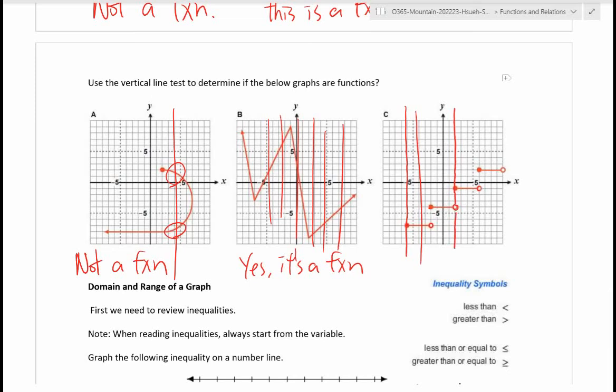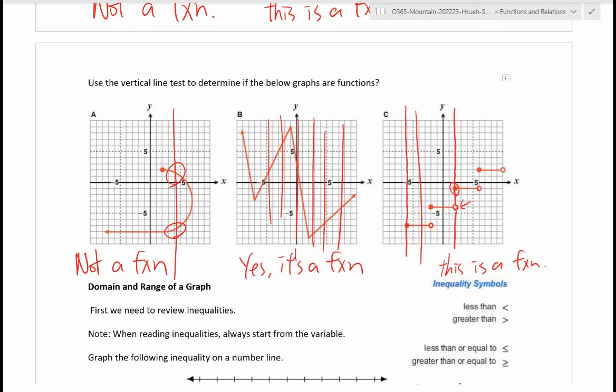Now, having a hollow dot means it does not include that point. It's reaching that point, getting closer to that point, but it's never that point. So in this case, we do not violate the vertical line rule. So this is actually a function, because this vertical line only crosses the graph right there at that point. It does not cross the graph at the hollow point because there's no point there.